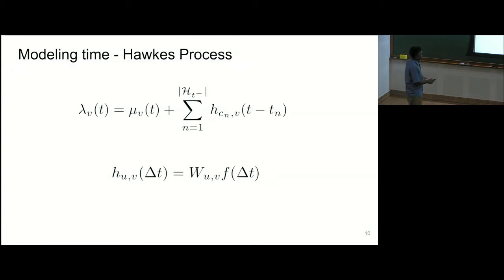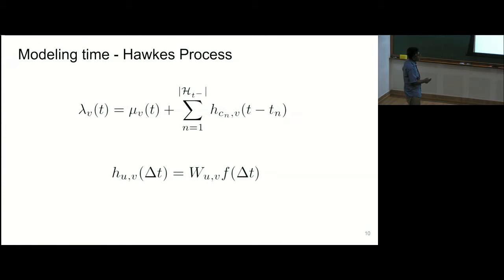Plus, there is an influence. This is the influence from the users who are neighbors of the user. This is the influence on the base rate. The augmentation of the base rate is due to the actions taken by the neighbors of this user. And how does this augmentation look? Forget the H_t minus and so on. I'm summing over all the previous events that have happened until this point.